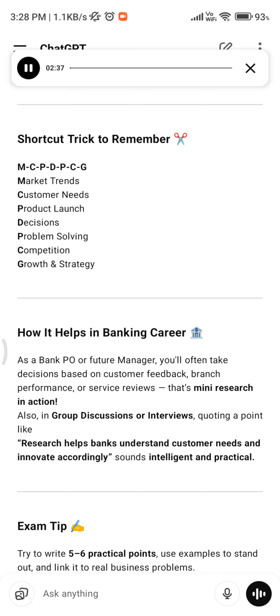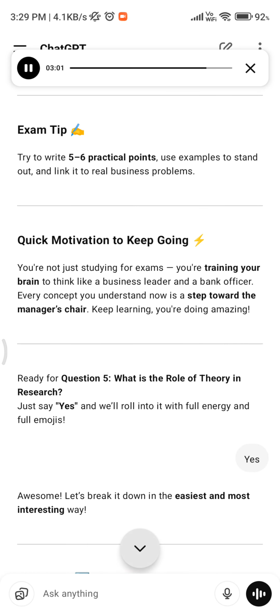How it helps in banking career. As a bank PO or future manager, you'll often take decisions based on customer feedback, branch performance, or service reviews. That's mini research in action. Also, in group discussions or interviews, quoting a point like "research helps banks understand customer needs and innovate accordingly" sounds intelligent and practical. Exam tip: try to write 5 to 6 practical points, use examples to stand out, and link it to real business problems.